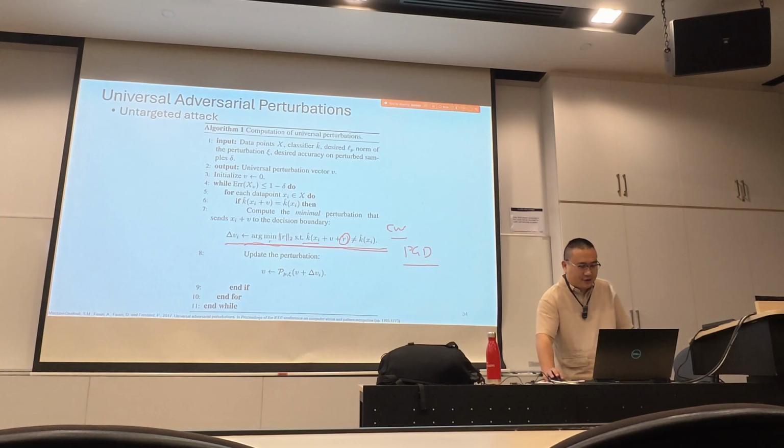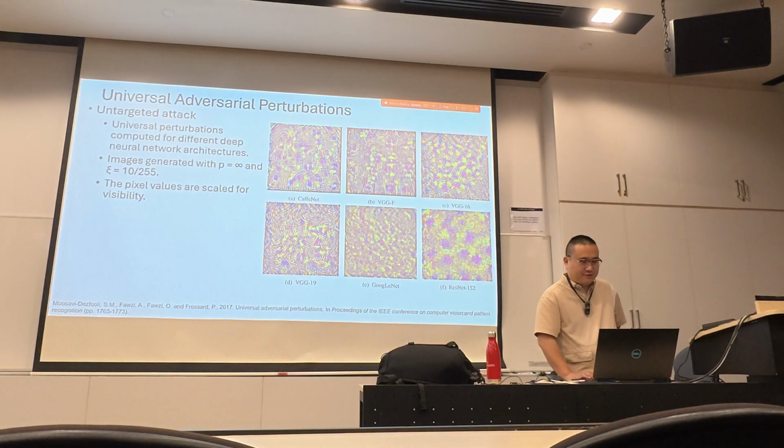And the goal is that you get the actual perturbation that can be used to update your universal perturbations. So this is the algorithm for generating UAPs. So, any questions about it?